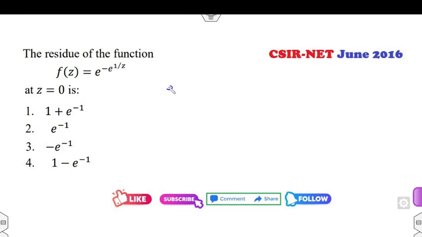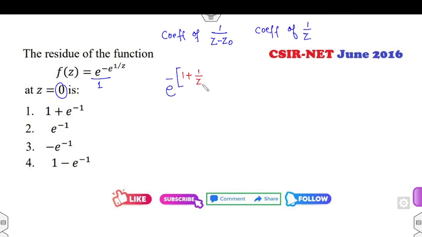The residue of this function e raised to power, at z is equal to 0, because the denominator is not given in a proper manner. The other definition of the residue is the coefficient of 1 over z. So my target is to find the coefficient of 1 over z. I can expand this series. It's 1 plus 1 over 2 factorial and so on.